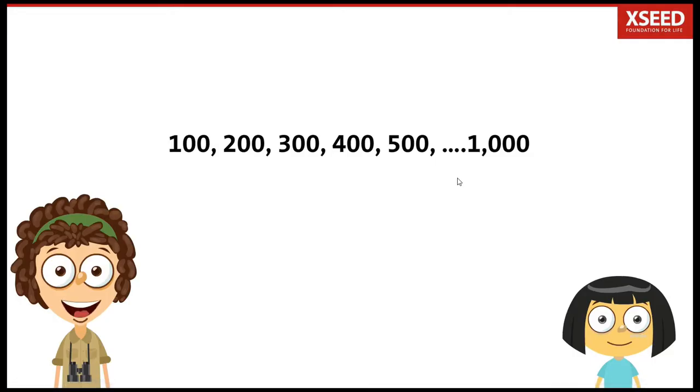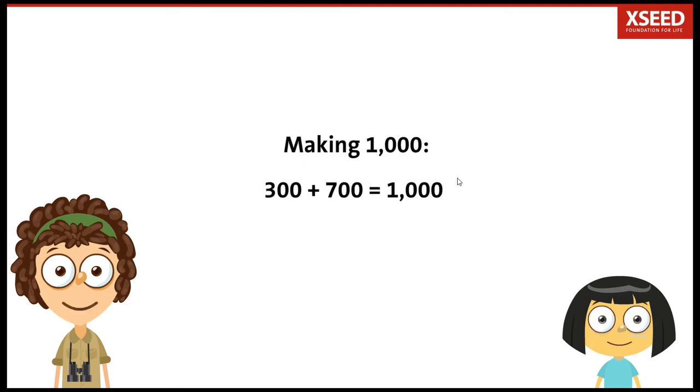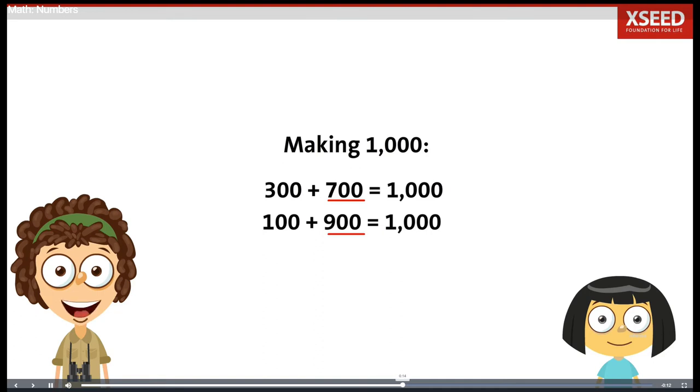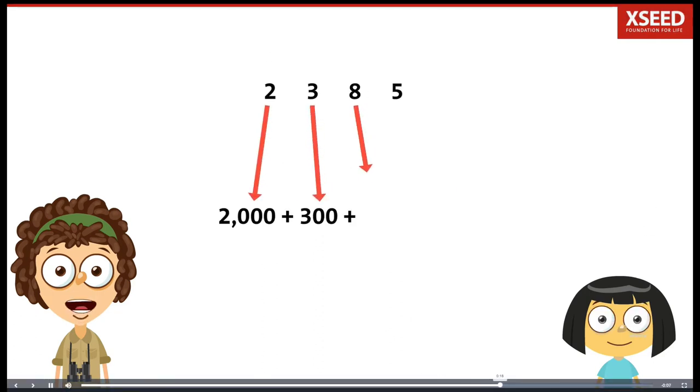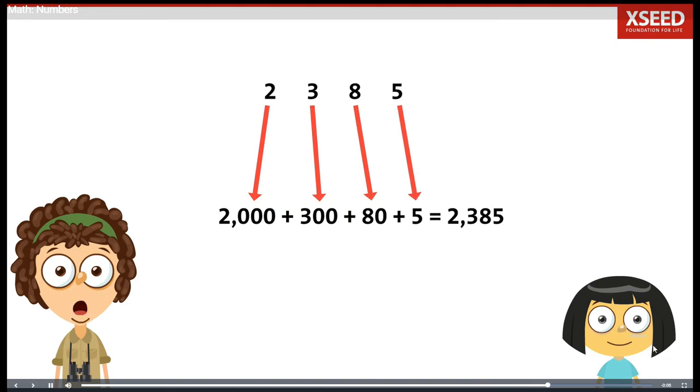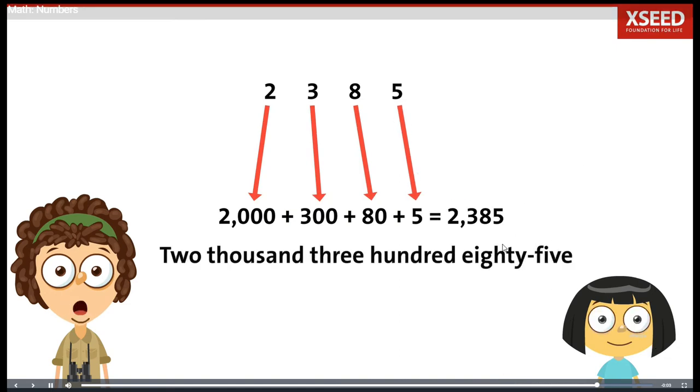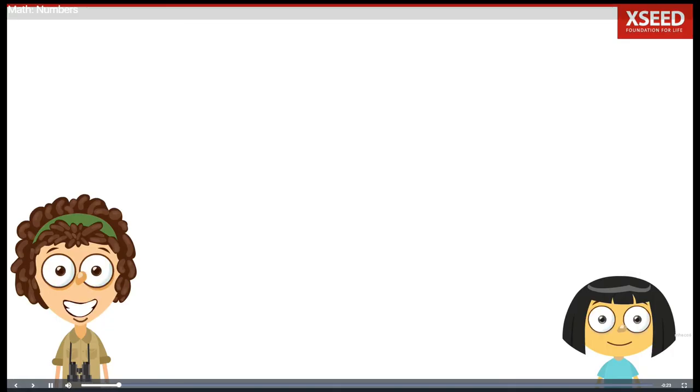You may already know how to count and write numbers up to 1,000 and more by skip counting. We have learned to add numbers to make multiples of 1,000. Finally, do you remember how to write numbers in the expanded form and their number names? Today, we are going to find out more about numbers.